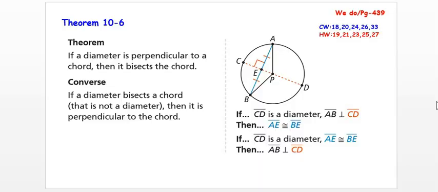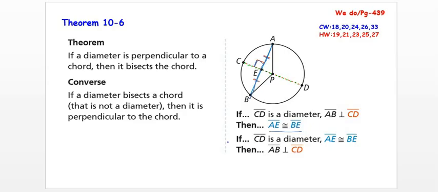It says if a diameter is perpendicular to a chord, then it bisects the chord. As you can see here, they have shown us with the dotted line the diameter of the circle, and in blue we have a chord that is AB. We know that this diameter is perpendicular to AB. That means we have a right angle over here. So what will happen now? The distances A to E and E to B will be congruent to each other.